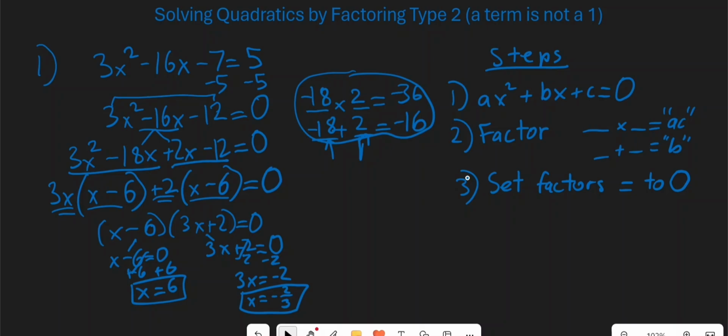And that's basically it. Solving by factoring when the a term is a 1 versus not a 1, the only difference is the factoring process. If the a term is not a 1, then it's just a longer process to factor. If the a term is a 1, then the factoring process would be a bit shorter. But both ideas are the same: once you have everything factored, you set both of your factors equal to 0 and solve both individual equations.